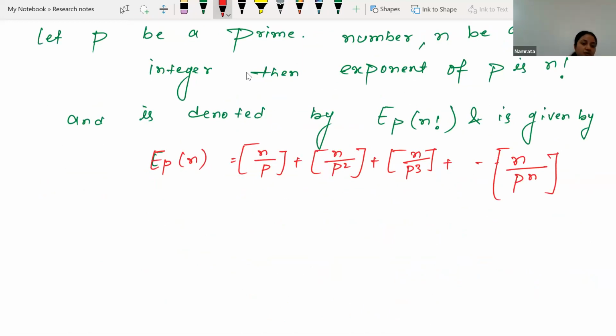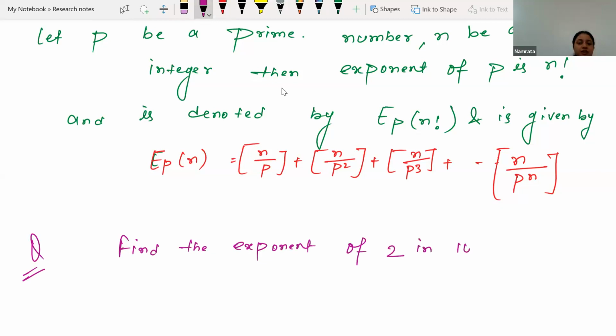Okay. Now, how will the question look? Let's see. The question will be like this: find the exponent of 2 in 10 factorial. If you understand the meaning of factorial, 10 factorial means 10 into 9 into 8 into 7 into 6, 5, 4, 3, 2, 1, right?